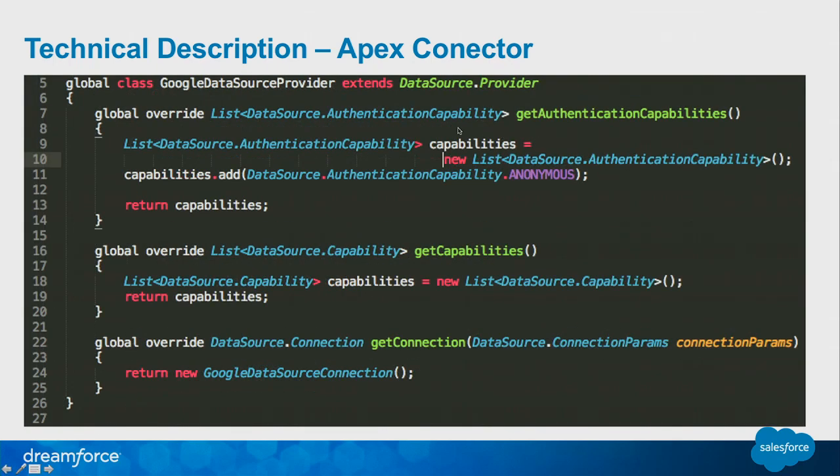After that, we need to create another class that extends the DataSource.Provider. And the same as before, we need to override these three methods in order to get the authentication capabilities and create the connection. In my case, I'm calling it Google Data Source Connection.